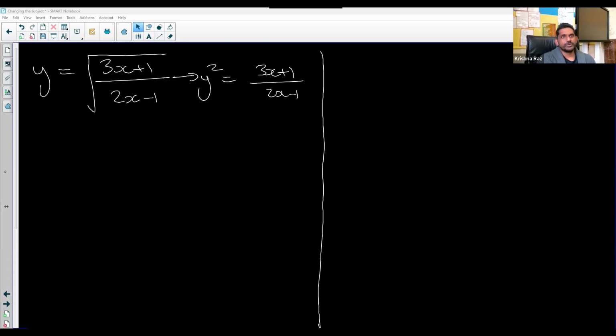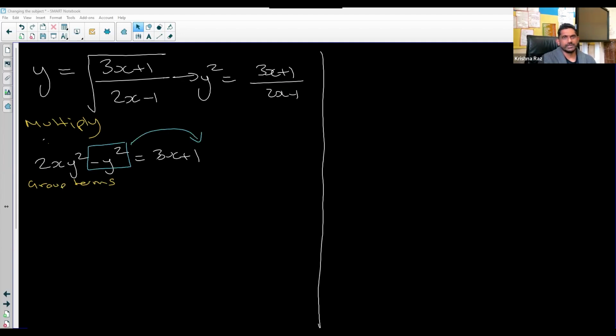So first we will multiply, which will give us 2xy squared minus y squared equals 3x plus 1. Next, we will group terms. So that means I want to move this to the right-hand side, and I want to put the x on the left-hand side with the other x.